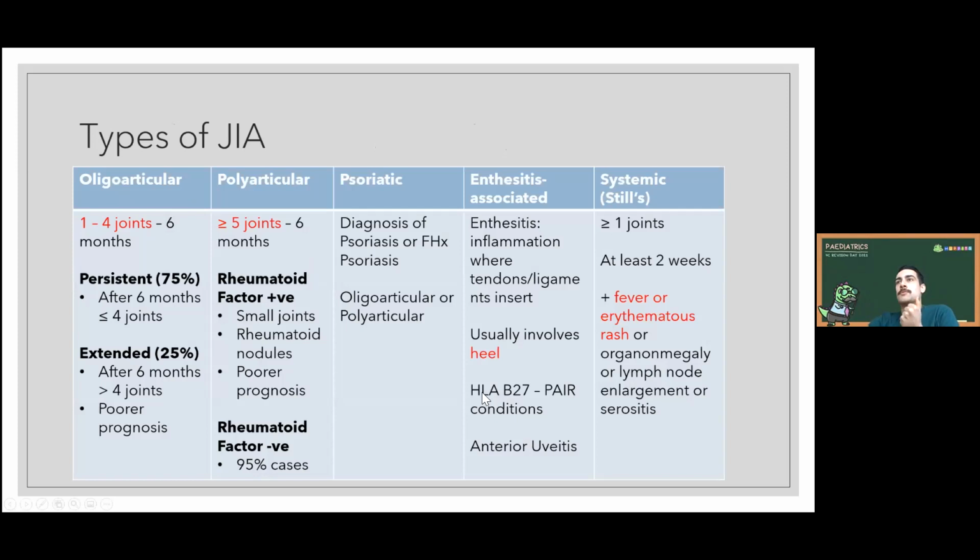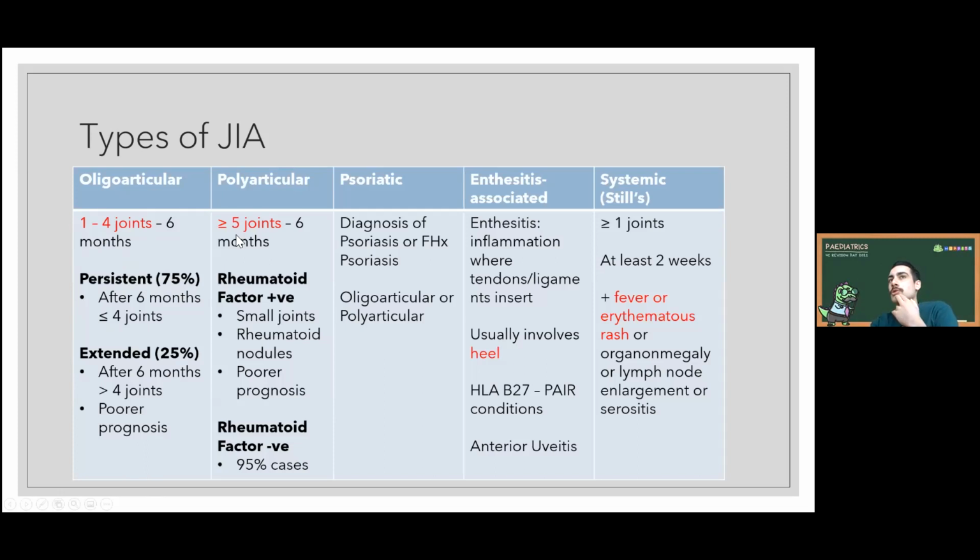And these are the different types of JIA. You've got oligoarticular, so only a few joints, or polyarticular, which is a lot of joint involvement. Oligoarticular is 1 to 4 joints and can be split into persistent or extended. Persistent means it persistently stays at 1 to 4 joints, while extended means it goes beyond 1 to 4 joints after 6 months, which obviously has a poorer prognosis.